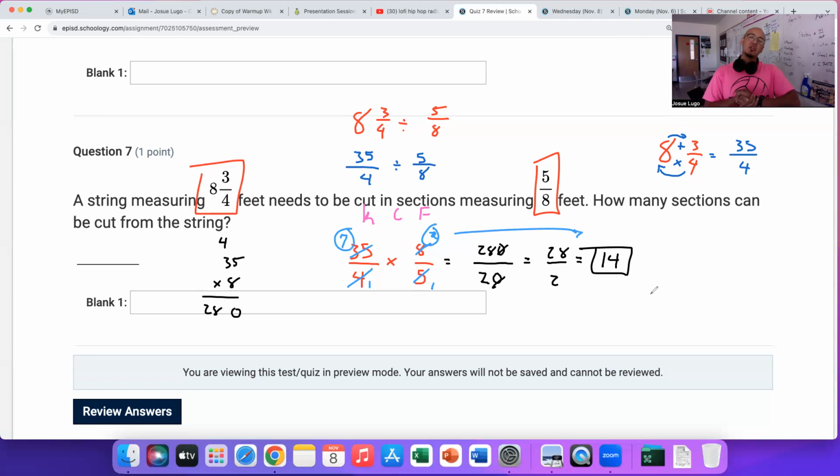Please remember, when you are multiplying or dividing, if you have a mixed number, use the Texas two-step, changing it to an improper fraction. Whenever you're dividing, guys, you must do KCF. And then you just multiply by multiplying the numerator with numerator, denominator with denominator, but make sure that you do simplify.